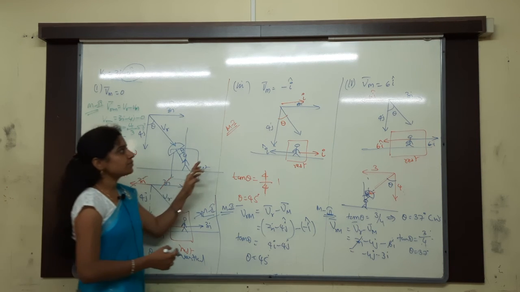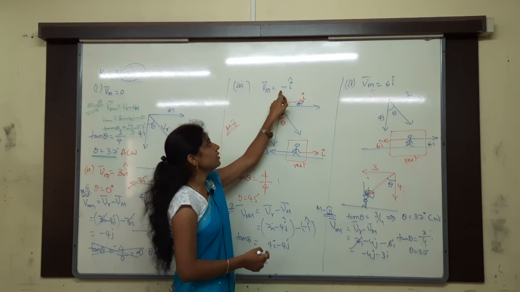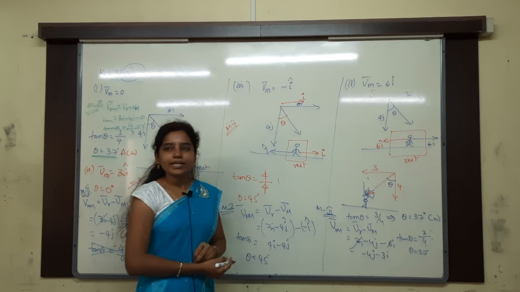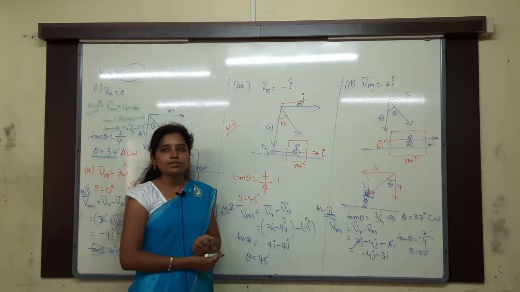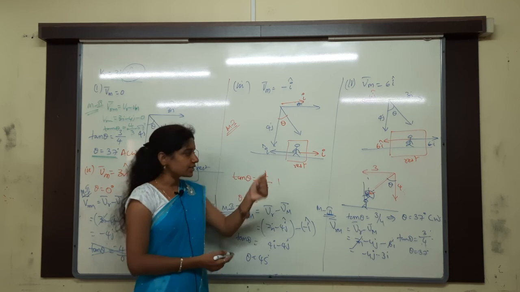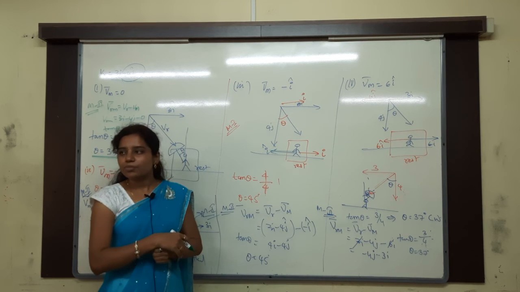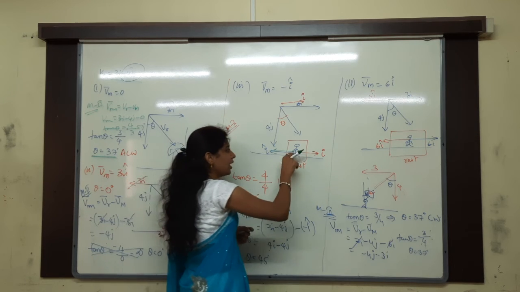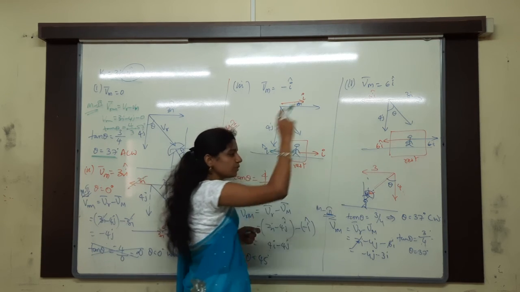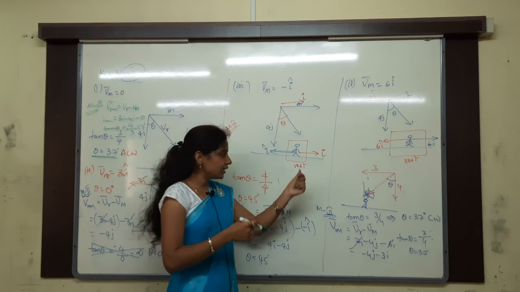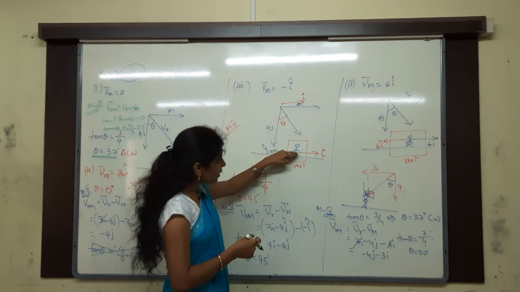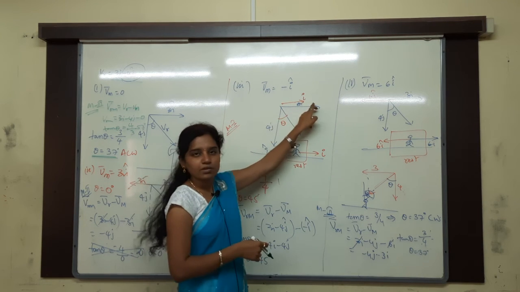Then the next case, whenever the man is moving with minus i cap. Minus i cap, nothing but he is moving in which direction? Negative x-axis direction. I want to stop the man, so what do I have to do? I have to apply the same velocity along the positive x-axis. Then he is at rest. I have applied the velocity here, which means I have to apply it for the rain also.